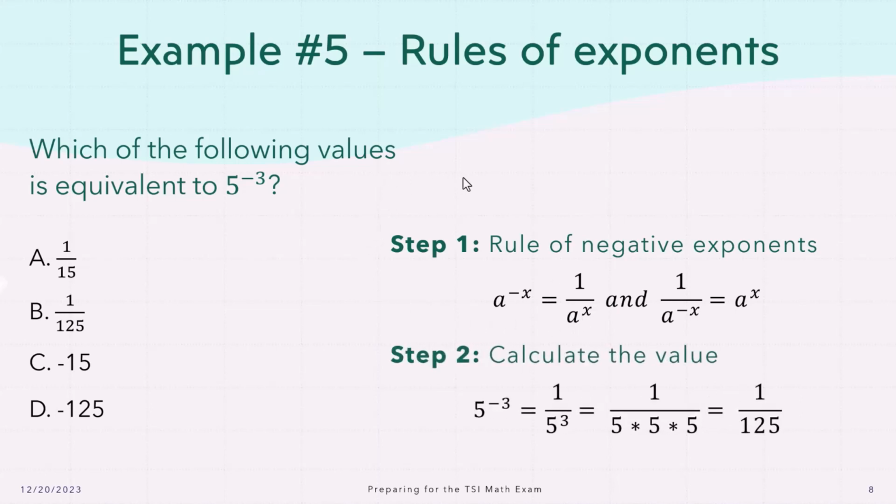So in this case, let's calculate the value. 5 to the -3rd power equals 1 over 5 to the positive 3rd power, which is the same as 1 over 5 times 5 times 5. That's 5 to the 3rd power, and that's equal to 1 over 125. The answer is B.